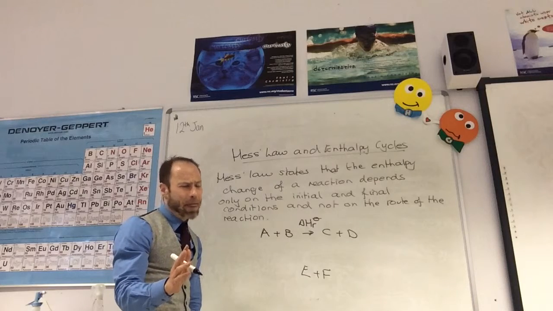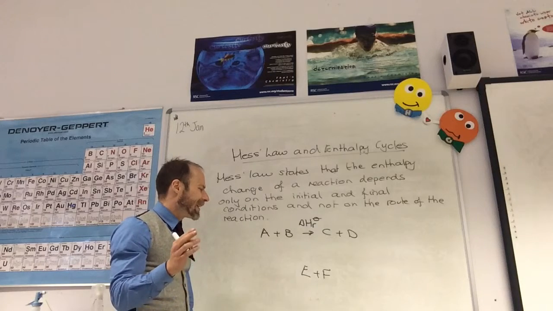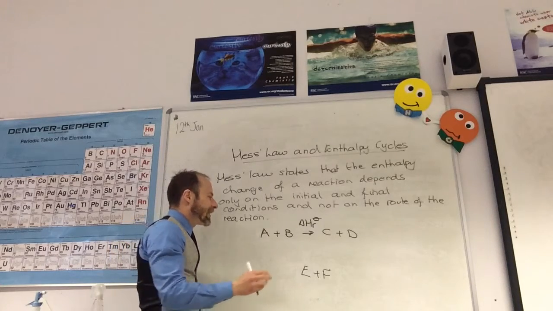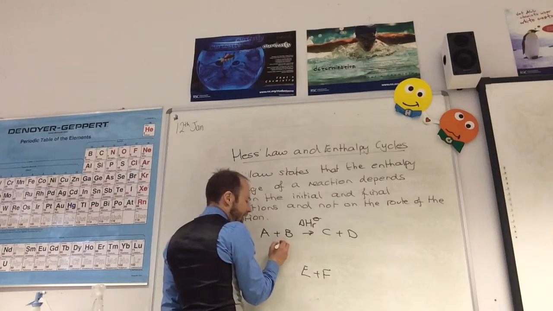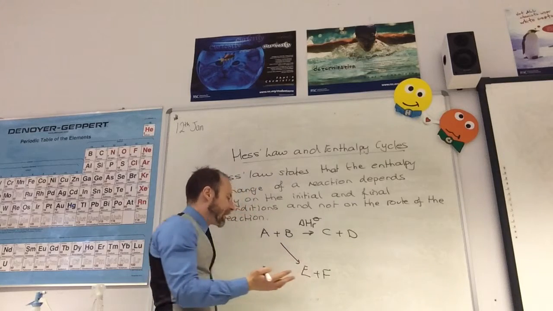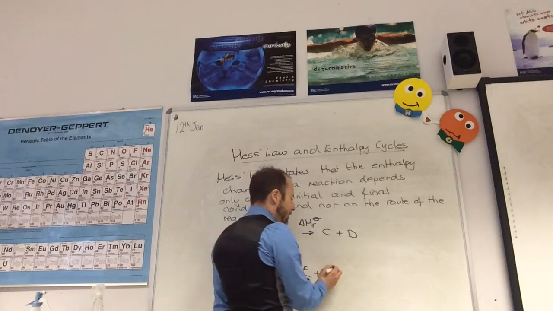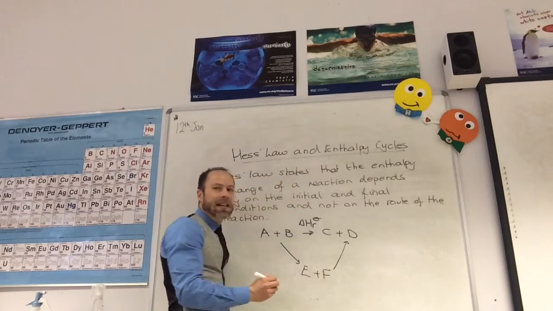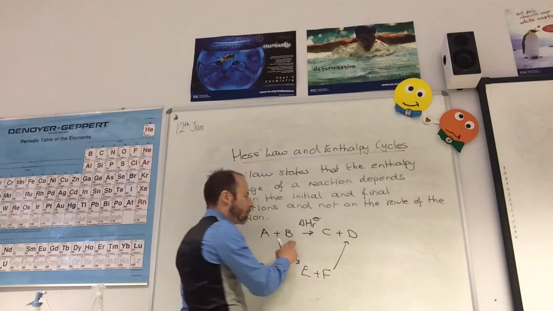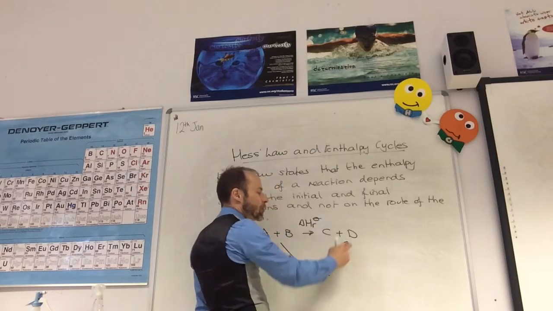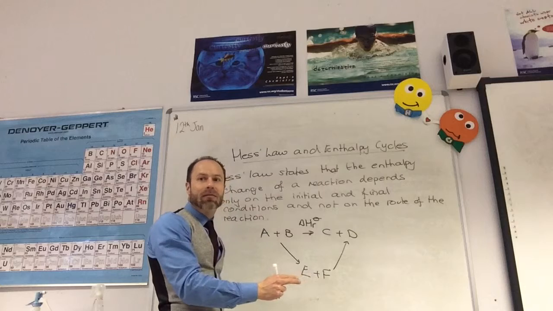I can't measure it. However, what I can do is I can take A and B and I can make two different things called E and F. Okay? And I can take E and F and I can change them into C and D. So rather than doing one reaction, I actually do two reactions instead.